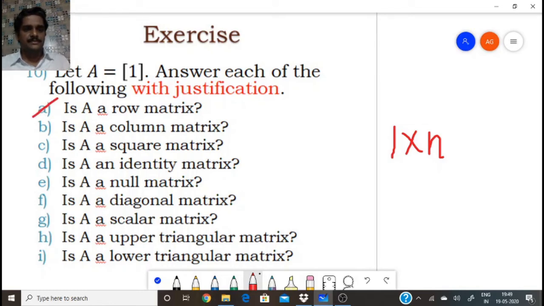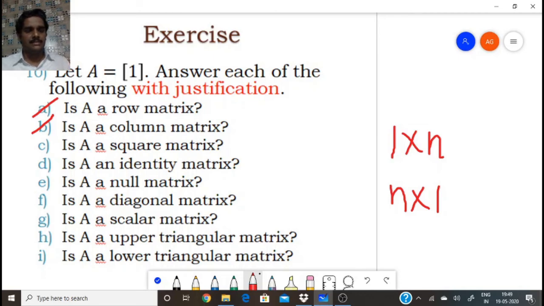What's question number 2? Is A a column matrix? What is a column matrix? A matrix in which there are n number of rows and one column, a single column. N number of rows means there can be one row or two rows or three rows or any number of rows, but there has to be only one column. And in our case, there is one row and one column. So again, definition satisfied. So A is a column matrix.